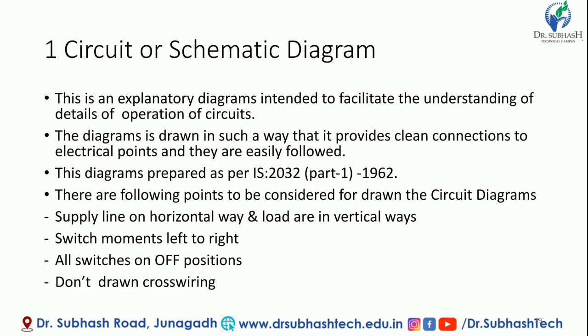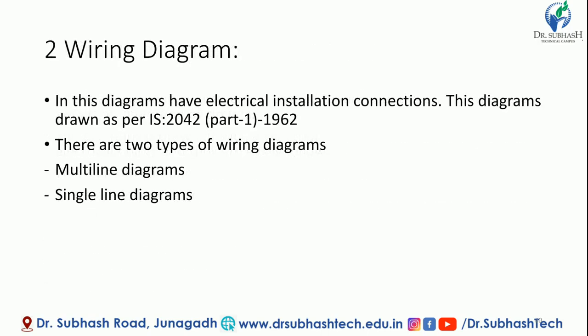Okay, so these are the conditions for drawing a circuit diagram. Next is the wiring diagram. In a wiring diagram, the electrical installation connections are prepared. This is drawn as per IS 2042 part 1 1962. There are two main types of wiring diagram. One is the multi-line diagram, where you can draw one, two or more lines. The other is the single line diagram, where you draw only a single line for the connection.